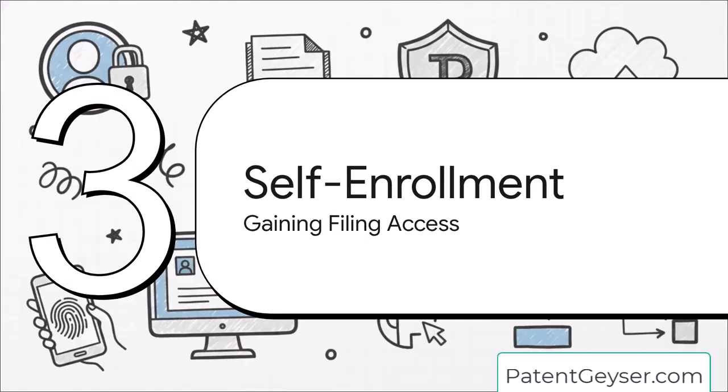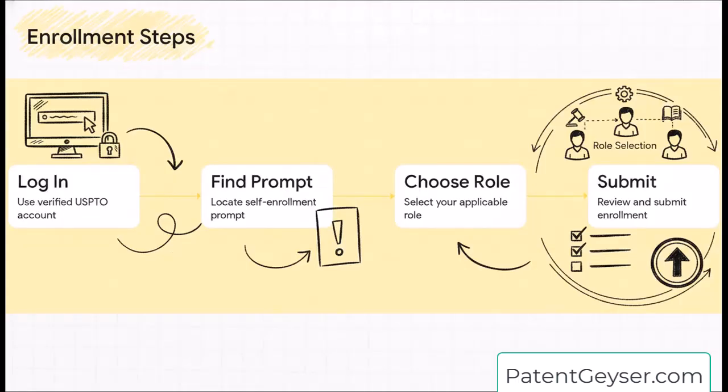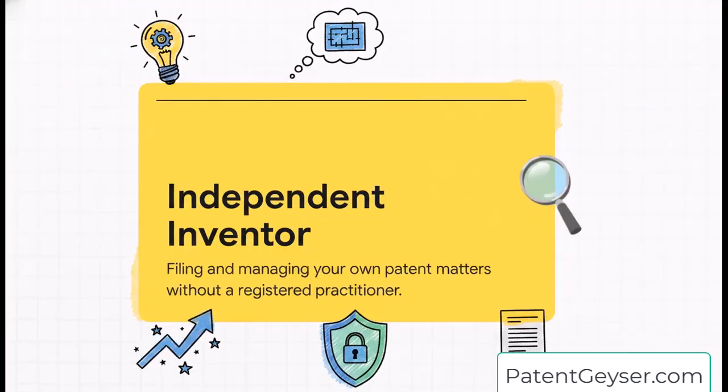Gaining filing access. Now that your identity is verified, you'll head over to the Patent Center website and log in using that exact same USPTO account. Because your account now carries that verified flag from ID.me, the system should automatically pop up a self-enrollment prompt. Just follow the on-screen instructions, carefully select the role that applies to you, review it, and hit submit. The system is going to give you a few options for your role, like registered patent practitioner or practitioner support. However, for most of you watching this explainer who are filing for yourselves, the exact role you need to choose from the list is independent inventor.